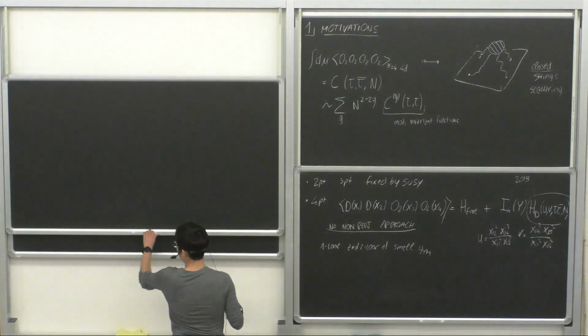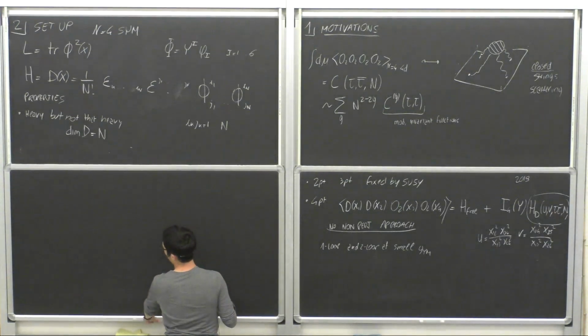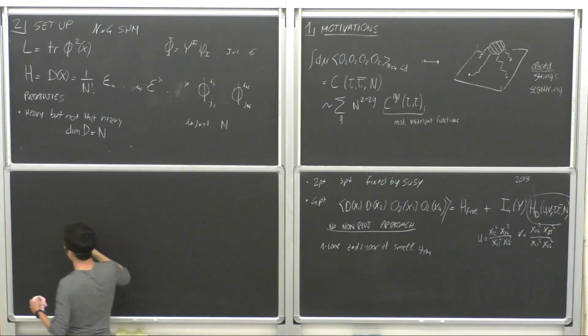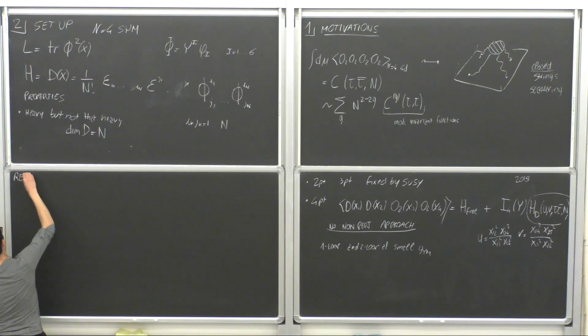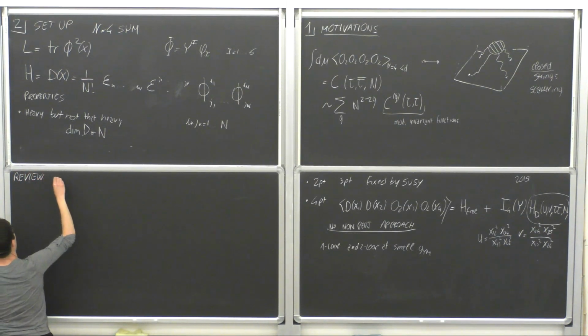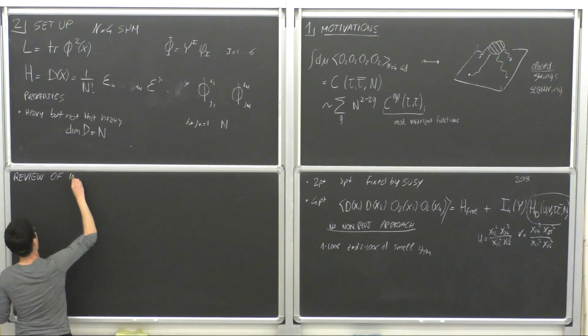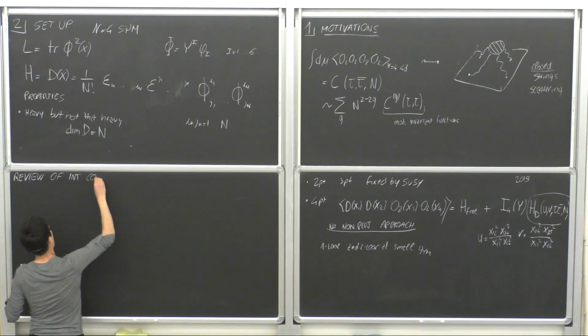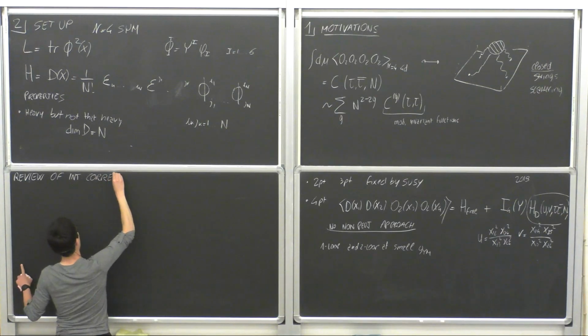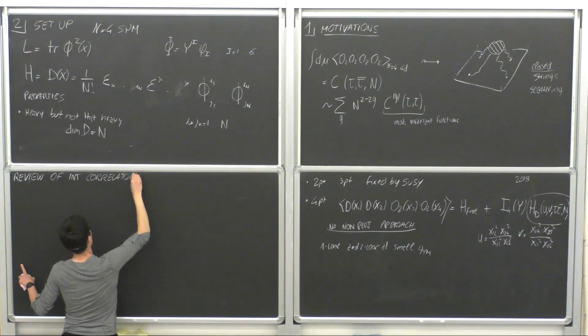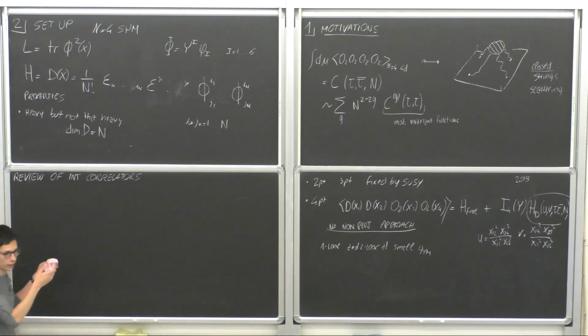So let's now apply this integrated correlator story, and I will briefly review how it works, just to give a hint of how these objects can be constructed in practice.